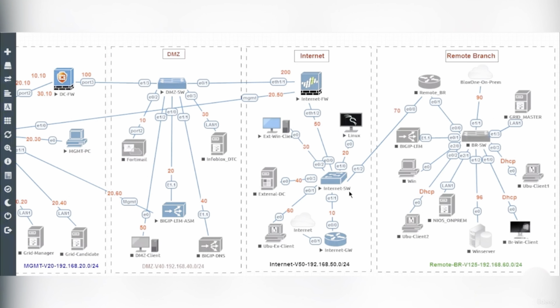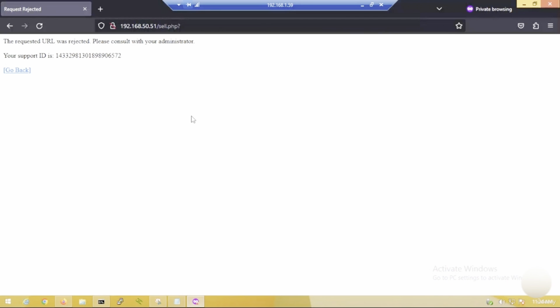Okay, so first of all, we need to test the CSRF, or cross-site request forgery. So I will open this normal client, the external Windows client here. This is our external remote client on the internet zone trying to access our internal web application using the ASM module. Let me go back here to see our web application.